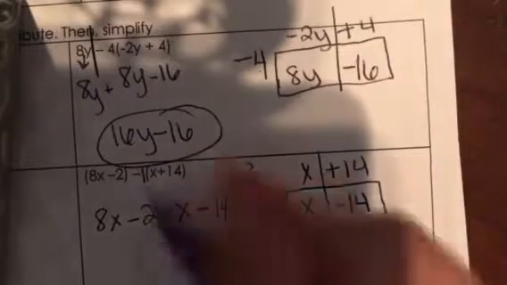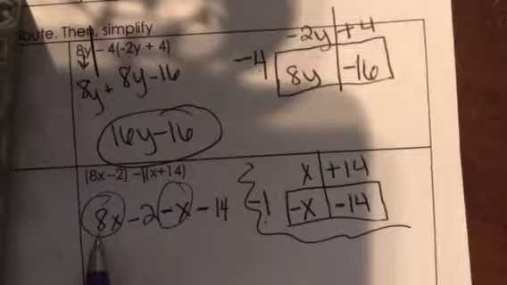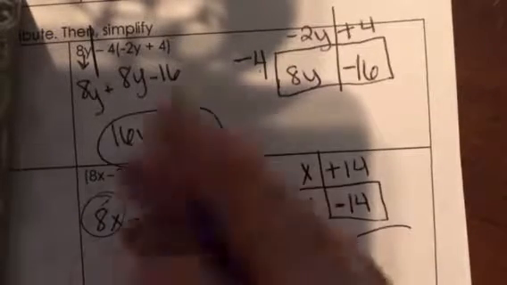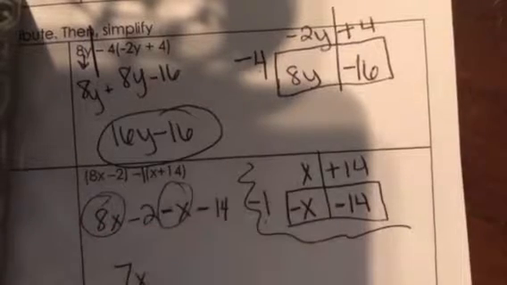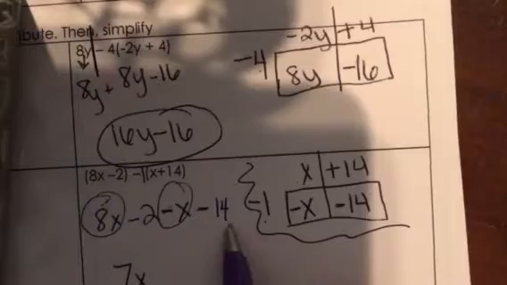So now I'm going to combine my terms that are the same. I have x, 8 x's minus an x. That is 7 x's. I have negative 2 minus 14.